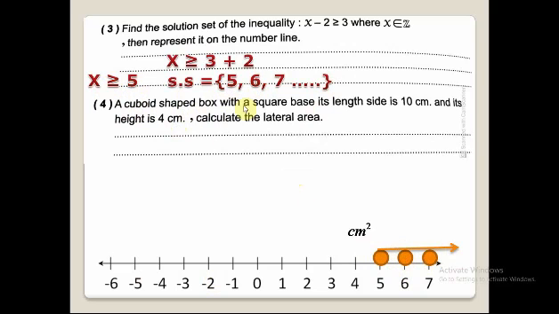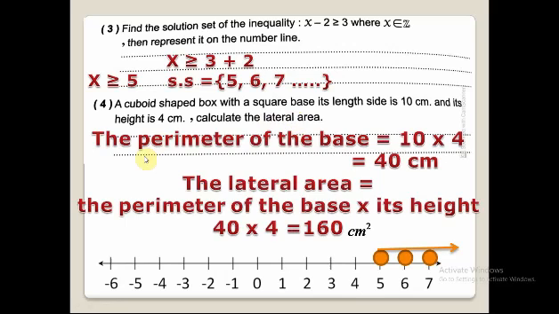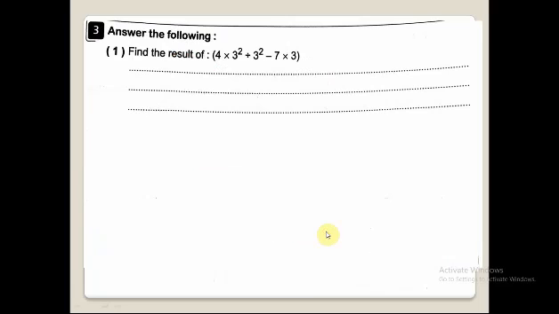A cuboid shaped box with a square base. Its side length is 10 cm and its height is 4 cm. Calculate the lateral area. To calculate the lateral area, we should get the perimeter of the base. The base looks like a square, so the perimeter of the square is side length multiply 4. So it's 10 multiply 4 equals 40 centimeters. So the lateral area is the perimeter of the base multiply its height. The perimeter of the base is 40 multiply the height, he gave it to me 4. It equals 160 squared centimeters.